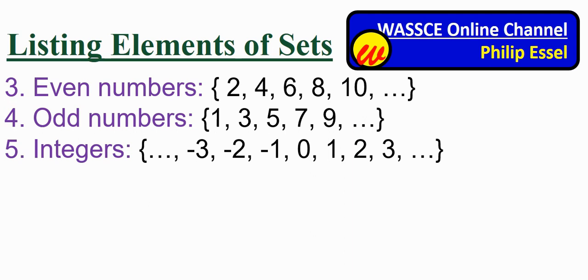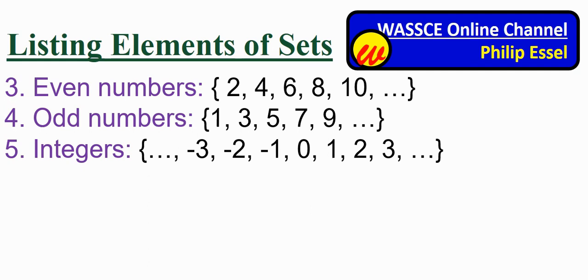Integers are positive and negative whole numbers. We know what whole numbers are. They are the numbers from 0, 1, 2, 3 to infinity. So if we want integers, we just get the negative of these numbers.